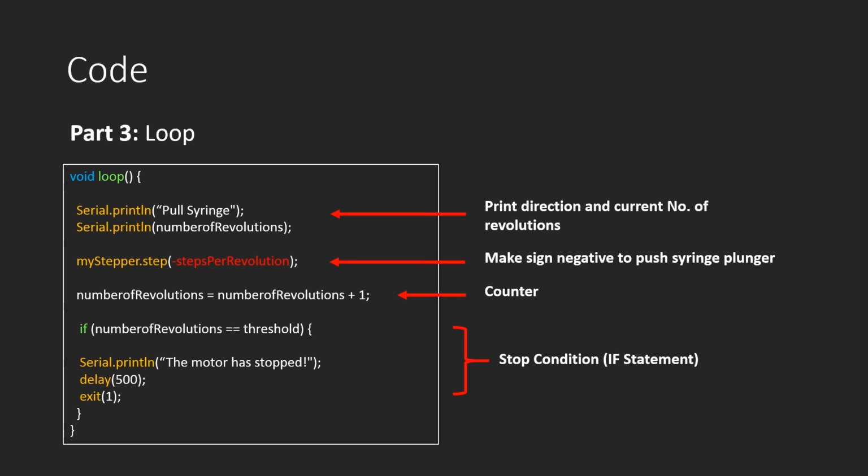Next, we have our counter, which has the same form of the function I showed you in example 3. And finally, we assign an if conditional statement. Here we want to stop the motor when the number of rotations is equal to 10. At this point, we'll print the message "the motor has stopped" and exit the loop.